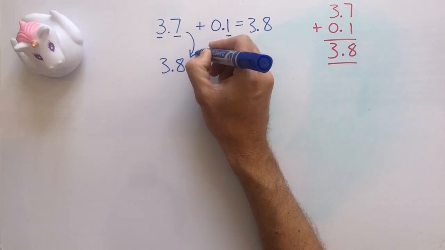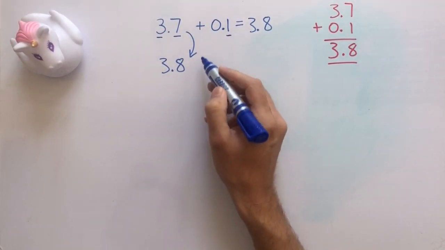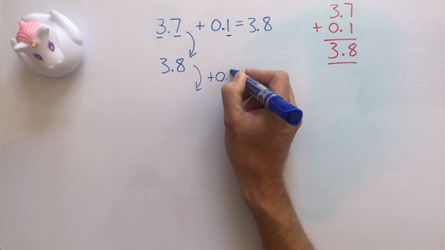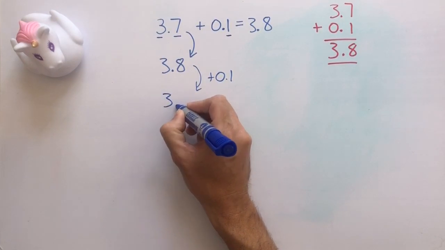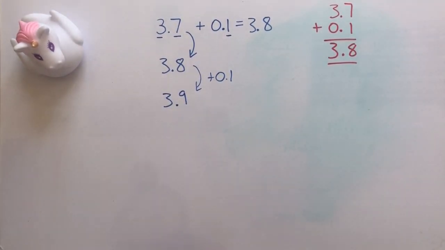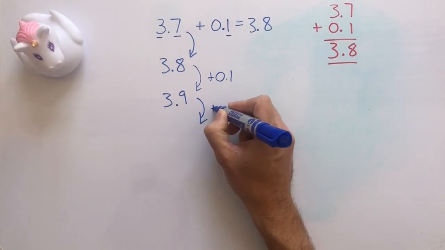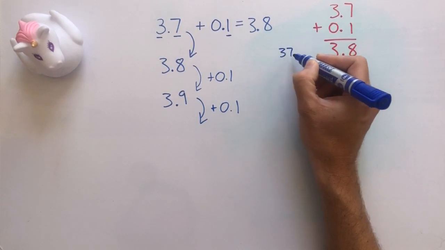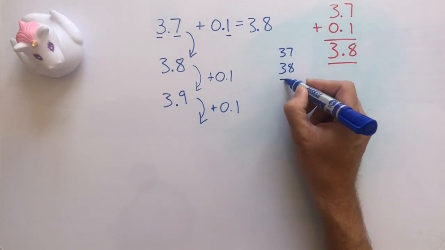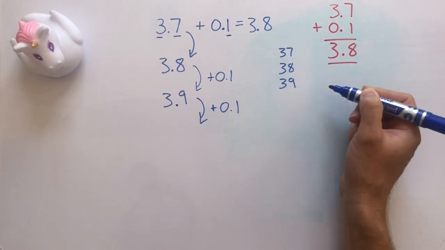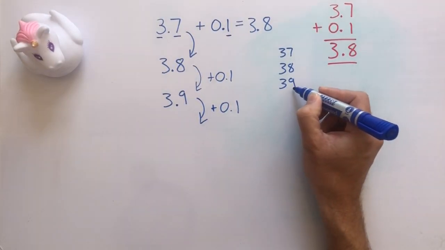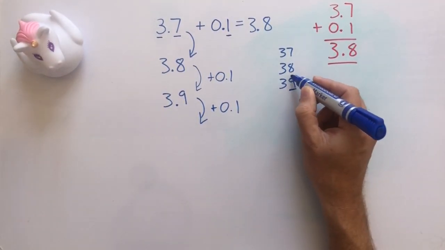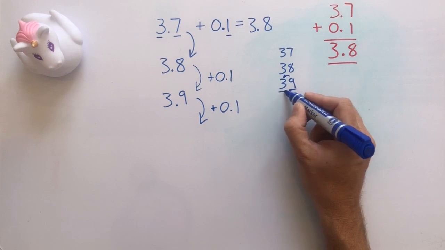If I were to do another one, adding to 3.8, let's say I'm stepping up, let's say plus 0.1. If I were to add another 0.1, you would get 3.9. But on the next one, it's a bit interesting. So just like if I was counting 37, 38, 39, and I added another one, obviously I'm crossing a boundary here. The ones are full, so to speak.